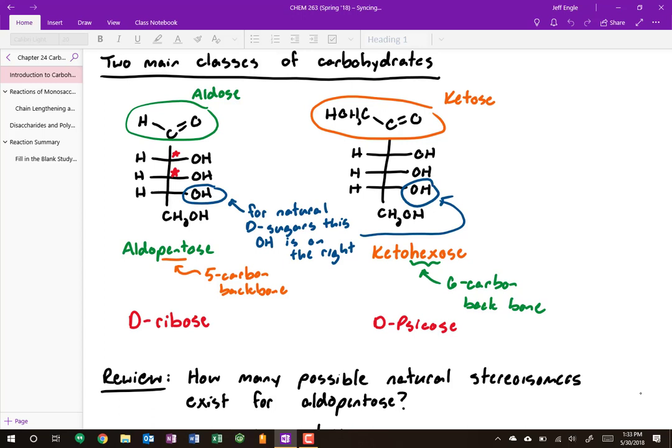I think I confused a few people too, where they thought that this position down here, let me highlight it in yellow, is not a stereocenter. It is. It's just in nature, it exists only with the OH coming off the right-hand side. So it's always going to be the same stereocenter.